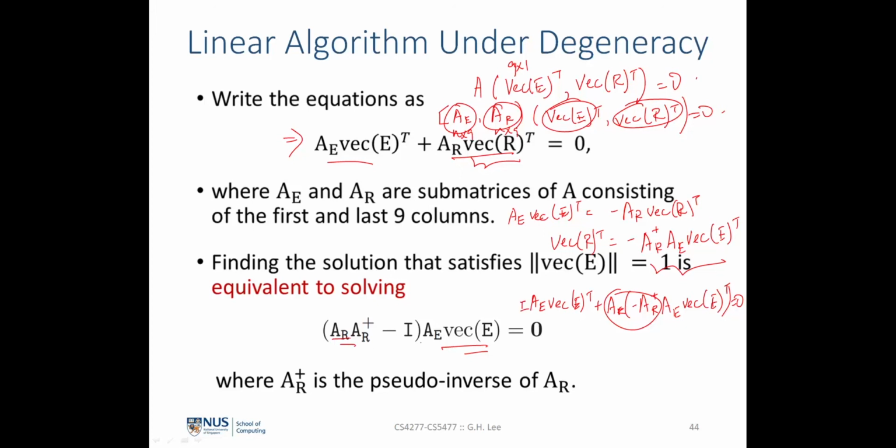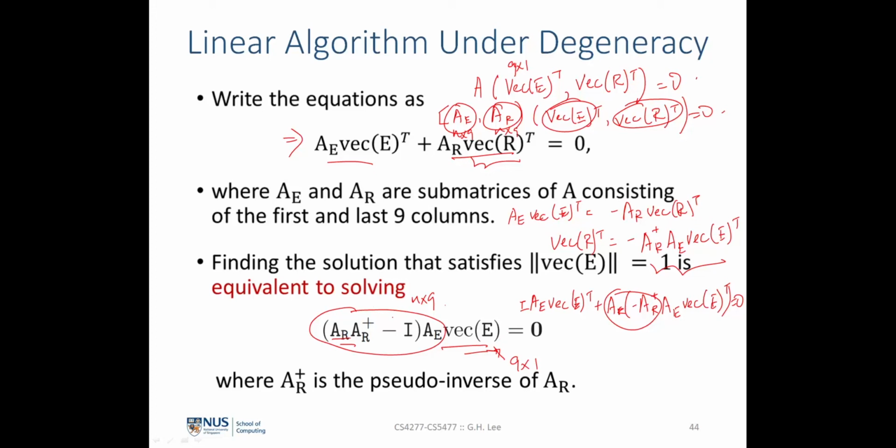So we can rewrite the equation into this form, which still ends up being a homogeneous linear equation, because this component over here, which is made out of A_R and A_E, is actually a known matrix, which now simply becomes an n by 9 equation, where the vector of E is a 9 by 1 vector that consists of the 3 by 3 entries in our essential matrix.